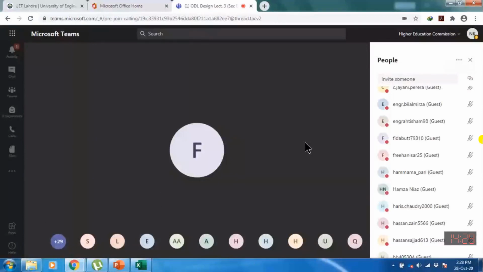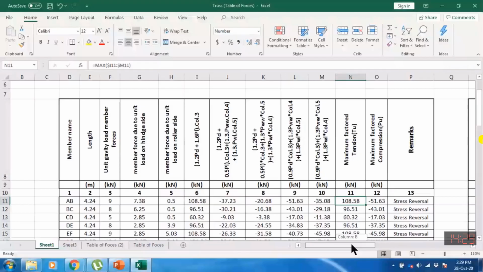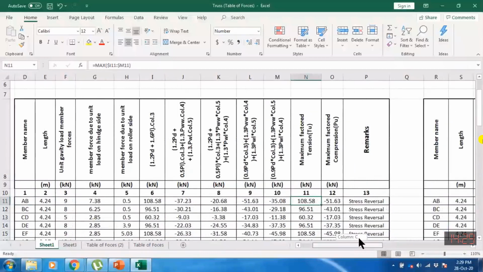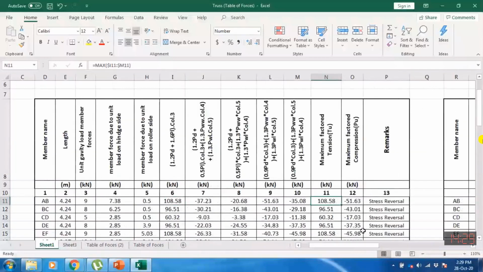Okay, here actually this student has made two separate tables. One table for windward load 1 and one table for windward load 2. So I would recommend maybe table of forces this is 2.